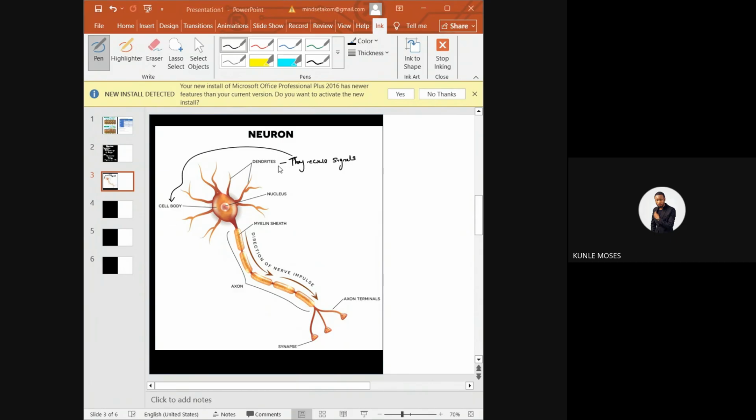So as the dendrite receives the signal, we said it carries the signal towards the cell body. The cell body will receive this signal and process the incoming signals coming from the dendrite. Hope that is taken. So the next thing is the nucleus. Do you get what the dendrite and the cell body do?